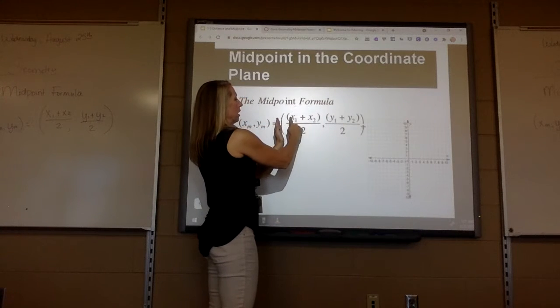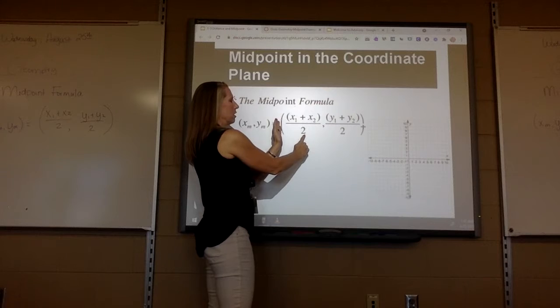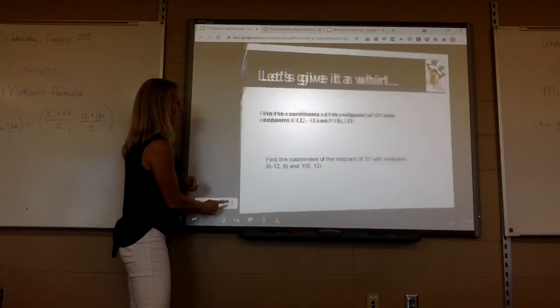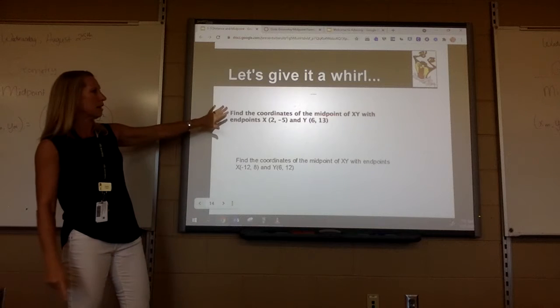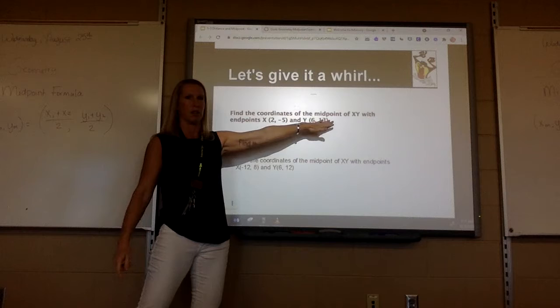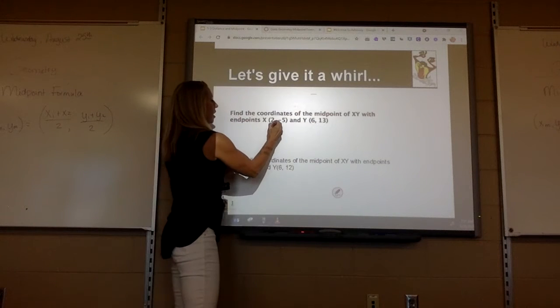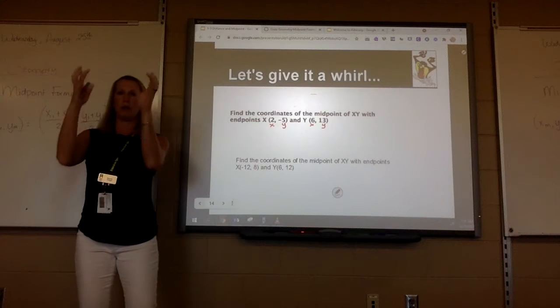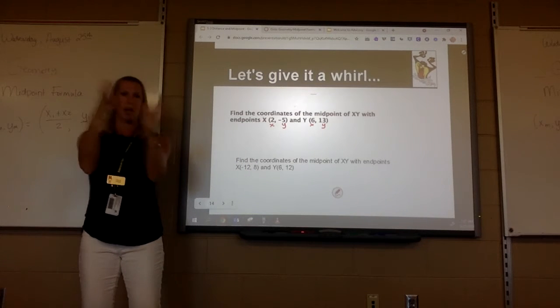You just have to do one at a time. So to find the midpoint, I would add my x's together, divide by 2, and then add my y's together and divide by 2. So let me show you. Say I want to find the midpoint of (2, -5) and (6, 13). Remember our points are x, y, x, y. So do them as 2 separate problems. You'll get 2 separate answers.